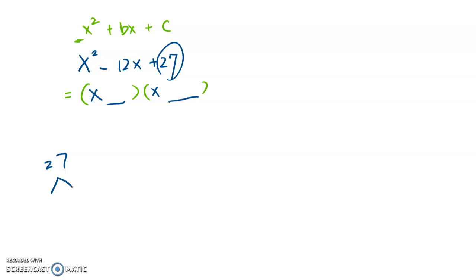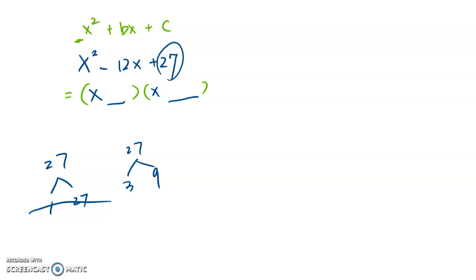So what times what is 27? What I can think of is, first of all, 1 times 27, and second of all, it's 3 times 9. I think that's all the combinations there are. Okay, so I need the two numbers to add up to be negative 12. Obviously, we can't get negative 12 from 1 and 27.